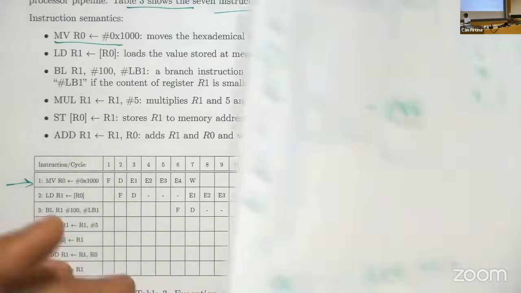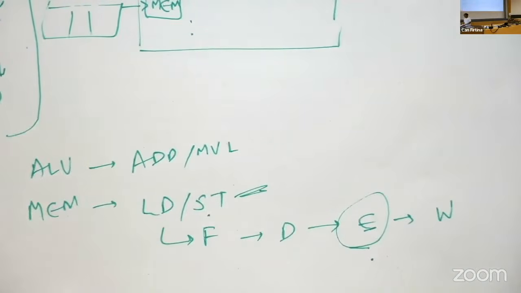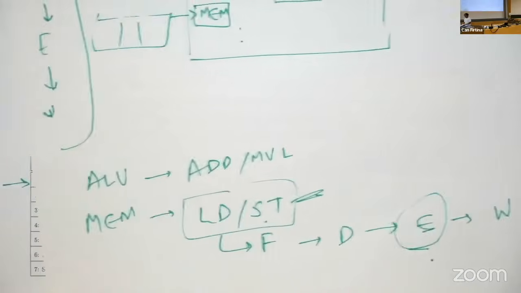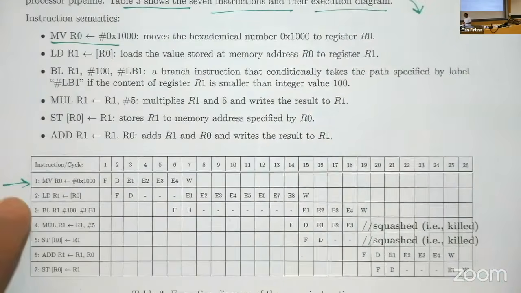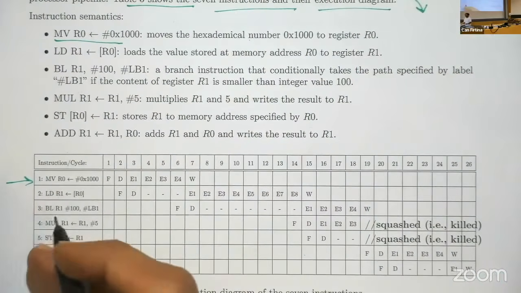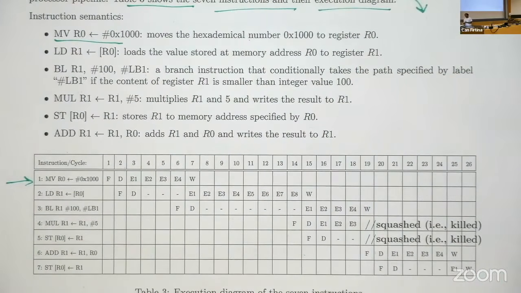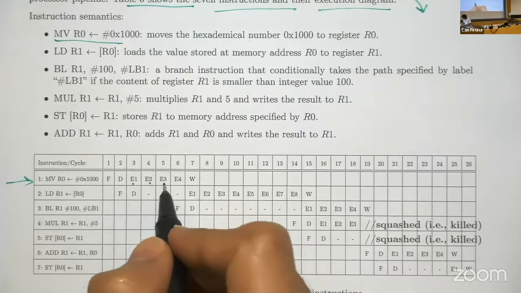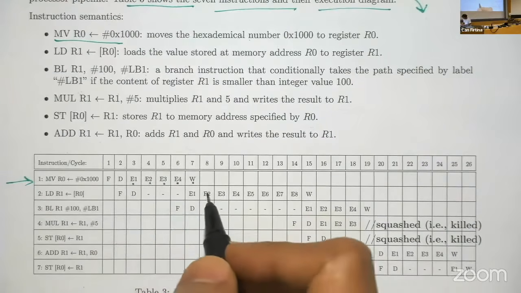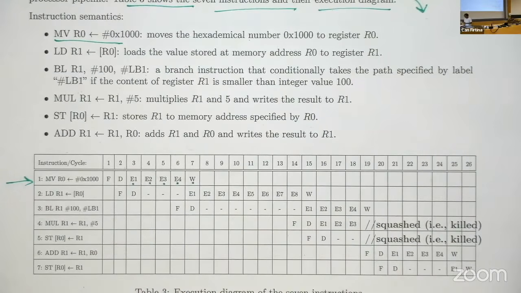Remember our diagram? I told you to be careful about load stores. So whenever you see a load and store instruction, be careful about that. Right now, I see a move instruction, which I know is not a load store. So, okay, this should be easy. All right, so I see it does a fetch, it does a decode, then it does execute with 4 stages, and then it does a write back.